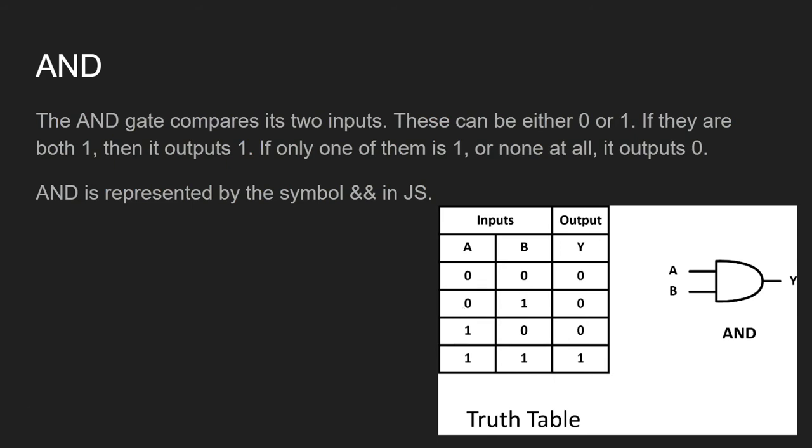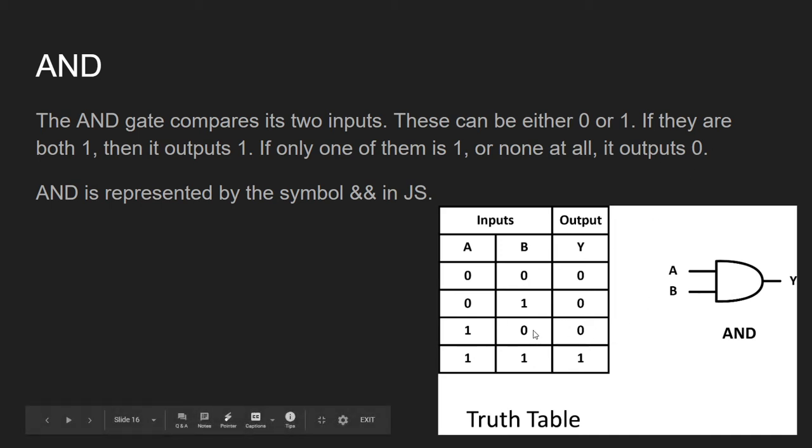And pretty much what an AND gate does is it checks if both inputs, if input A and input B are both 1, then it'll output a 1. But if one of them is 0, then it will not output a 1, it'll output a 0. And you can see that in the truth table.